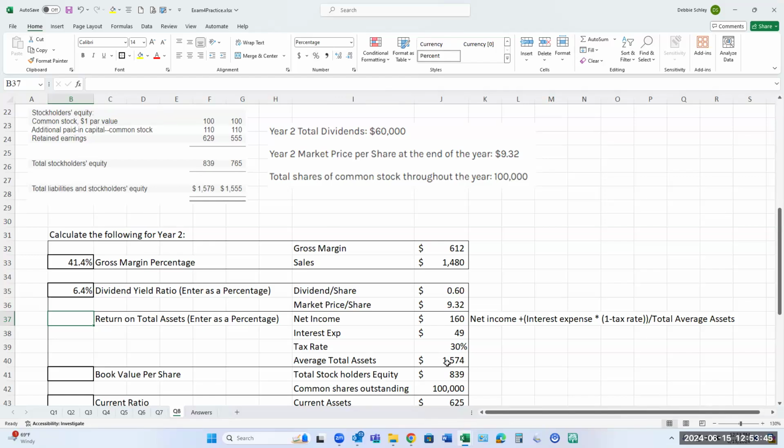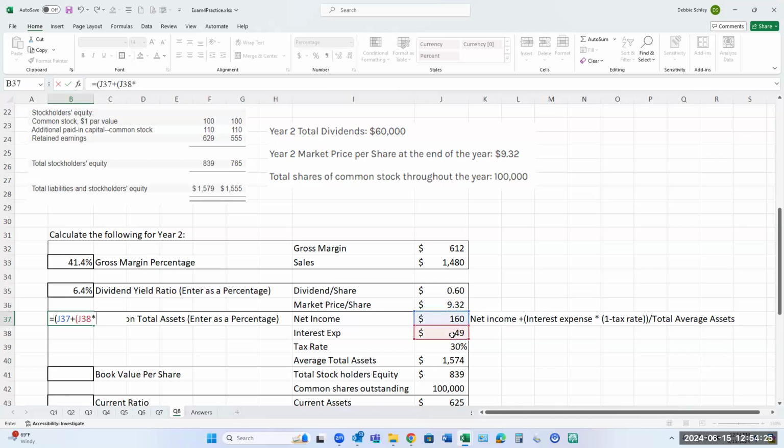Let's try that again. So again, for this average total assets, I just looked above, found the total assets for year 1 and year 2, added them together and divided by 2 to get my average total assets. Let's try this again. Equals net income. Oh, that's what I did wrong. I'm mixing up parentheses. Okay, open parentheses, net income plus open parentheses.